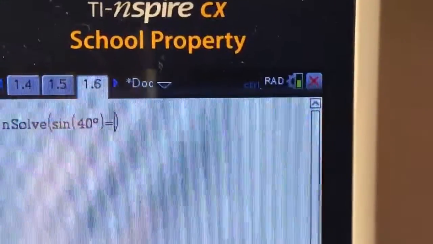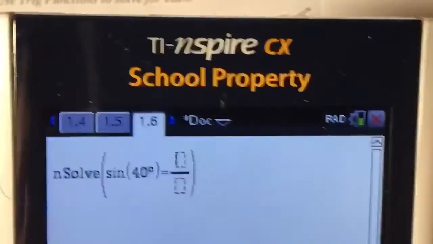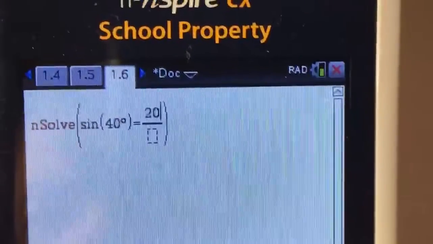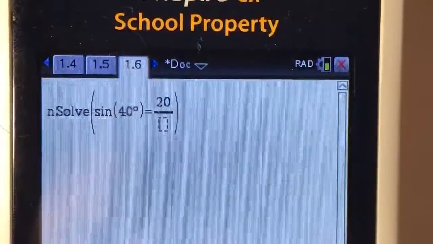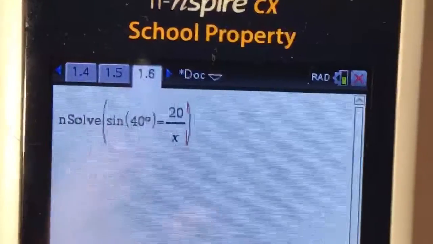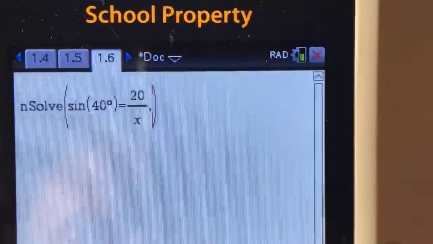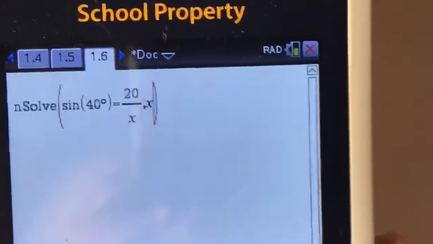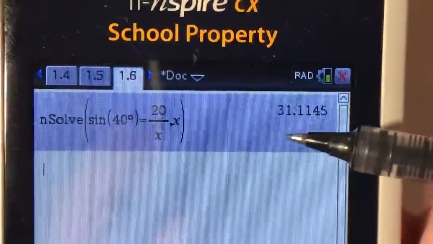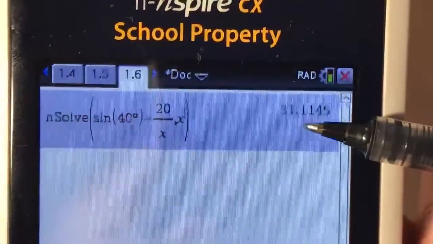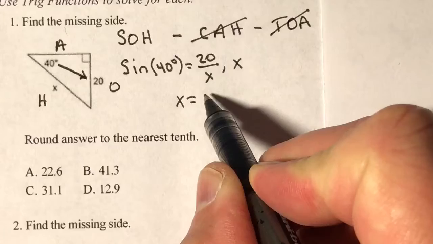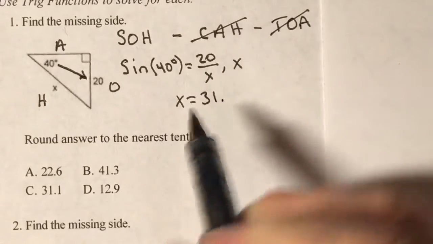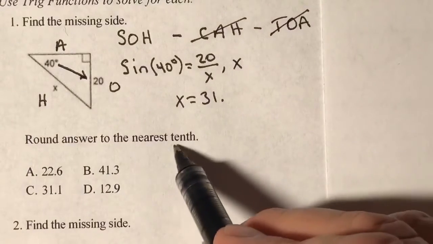So control divide, right, and we are working with 20 over X. The opposite is 20, and the X is the hypotenuse. So what are we finding? We are finding the hypotenuse, right? So when we press enter here, this represents X, which is representing the hypotenuse. So now I know that X is equal to 31 point, and it says round to the nearest tenth.